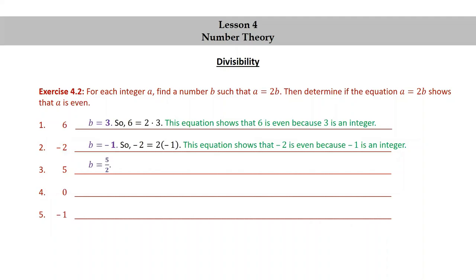This equation shows that negative 2 is even because negative 1 is an integer. 5. Here b is equal to 5 halves. So 5 is equal to 2 times 5 halves. This equation does not show that 5 is even because 5 halves is not an integer.